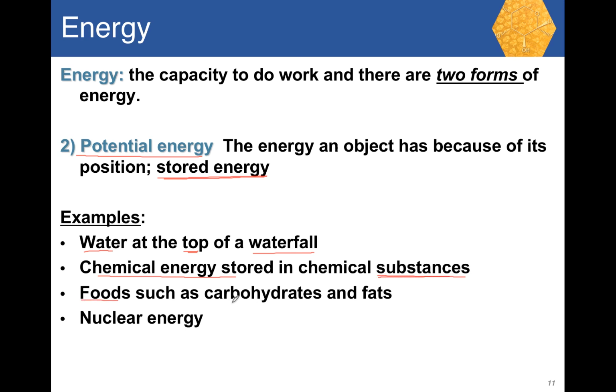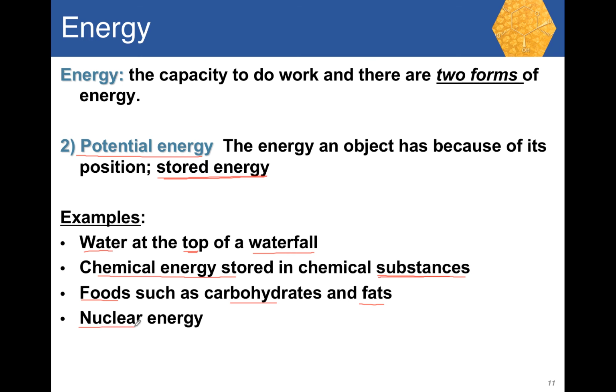Food, such as carbohydrates and fats. Of course, as you know, we ingest these foods so that we can get energy. But before you ingest it, it is energy that is stored. Once you ingest it and it starts to oxidize or break down, it produces energy.